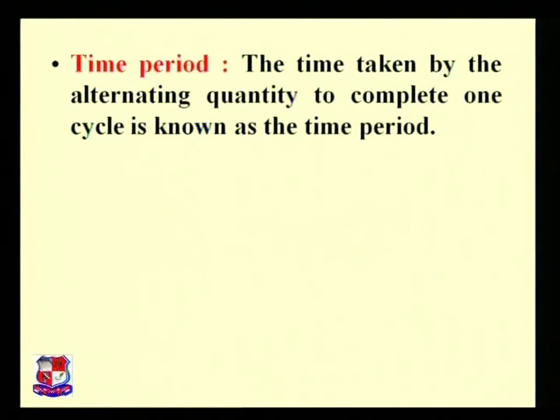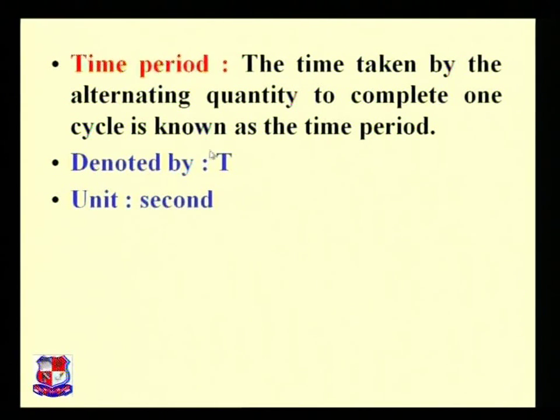Second important definition is time period. The time taken by the alternating quantity to complete one cycle is known as time period. If one cycle is completed in 1 second, then it's called a time period of 1 second. If it is completed in 2 seconds, then it is a time period of 2 seconds. Similarly, whatever time is required to complete one cycle is known as time period. It is denoted by capital T, and the unit is second. It may be a millisecond or a microsecond, but the basic unit is second.